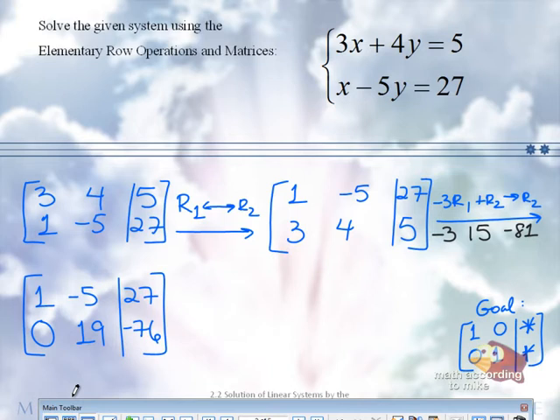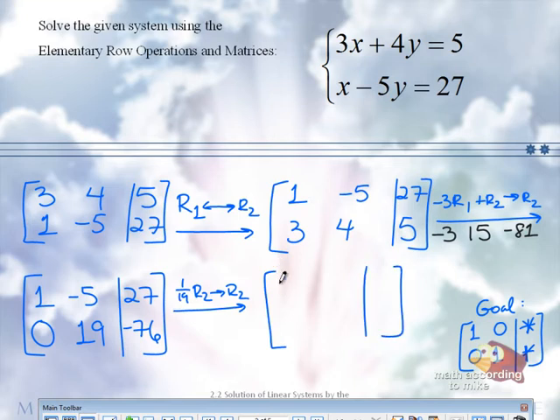Second operation says multiply a row by a non-zero number. So what should we multiply 19 by to make 1? 1 over 19. In other words, the reciprocal. So multiplying by reciprocals will make your 1s. So we're going to say 1/19 row 2 makes the new row 2. Does this affect row 1? No. So row 1, I'm just going to copy.